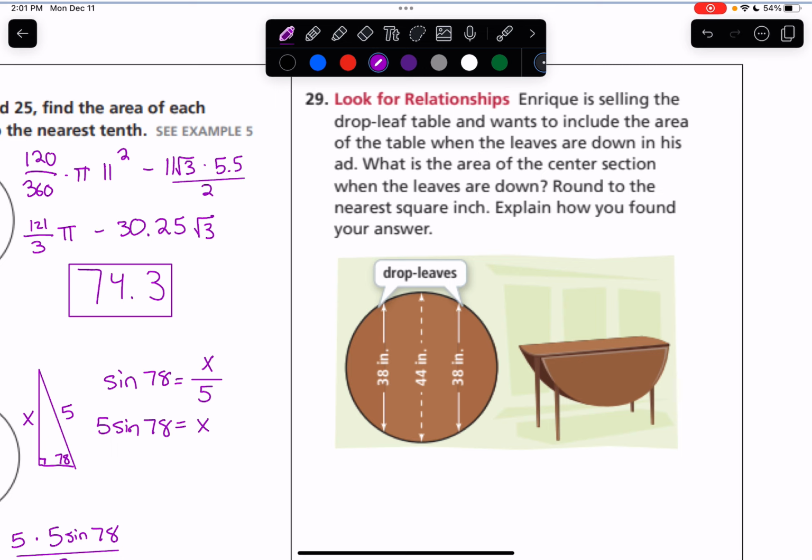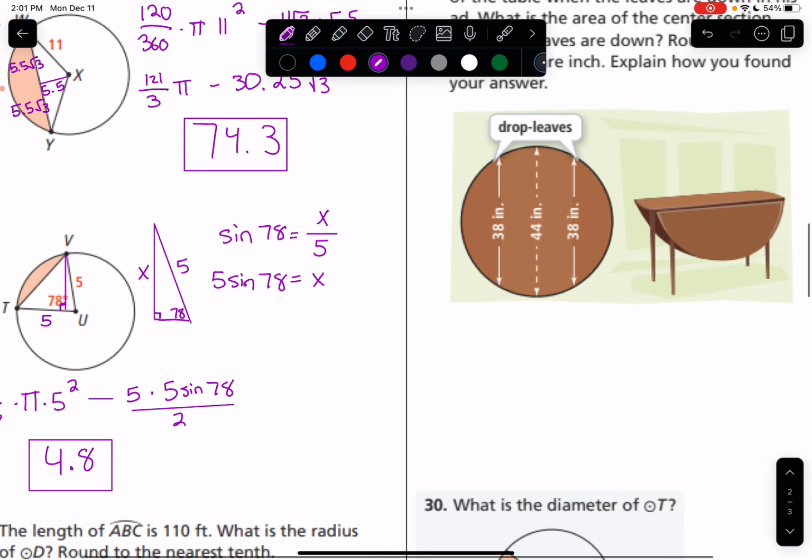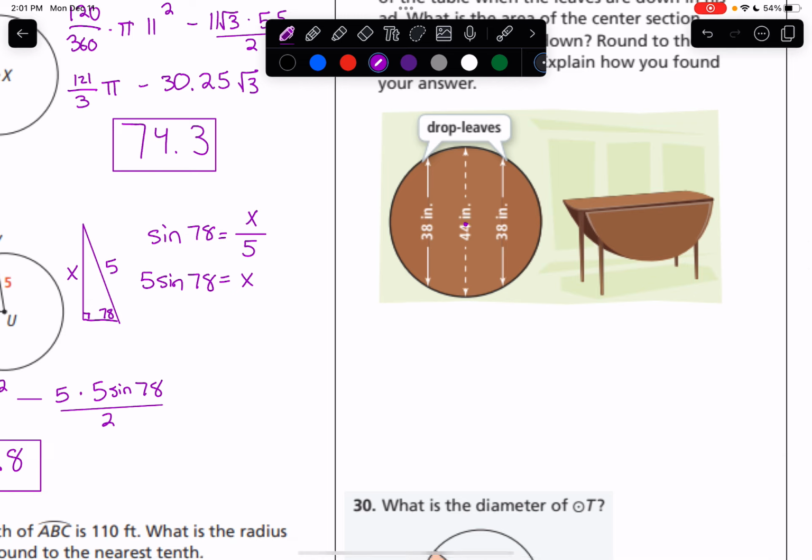So the way that we're going to want to do this is treat those drop leaves like segments in our circle. So if we start at the center and we draw out the line like this, we're going to treat this drop leaf as a segment of our circle, find its area, and subtract it from the area of the entire circle. And we're going to do that on both sides because we have two leaves that are the same length. So we're also going to take off this segment right here.